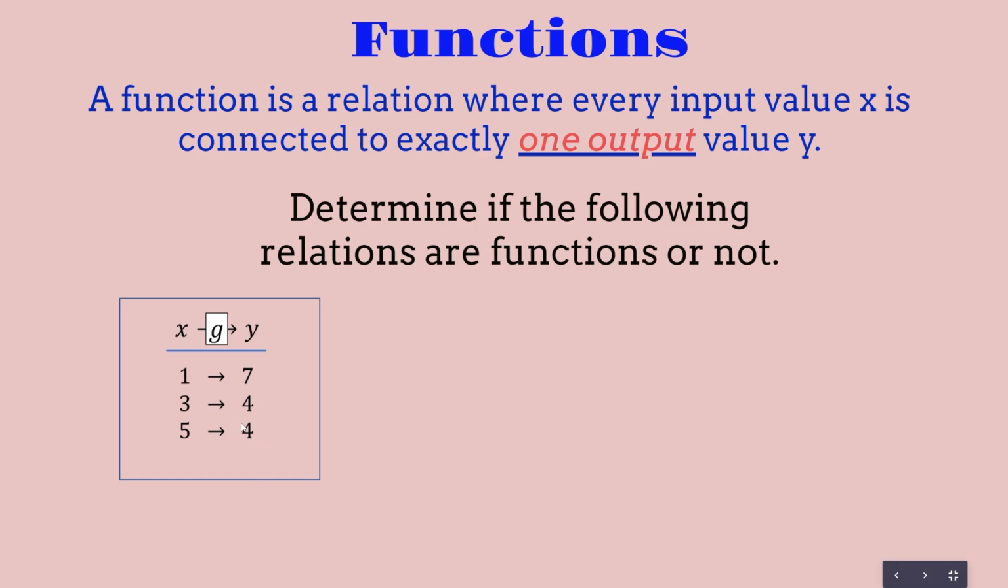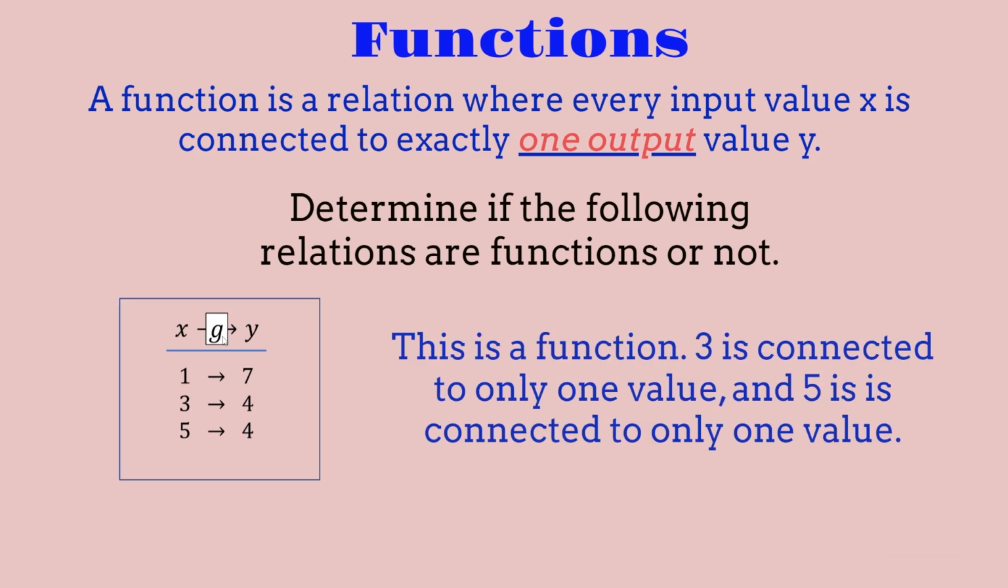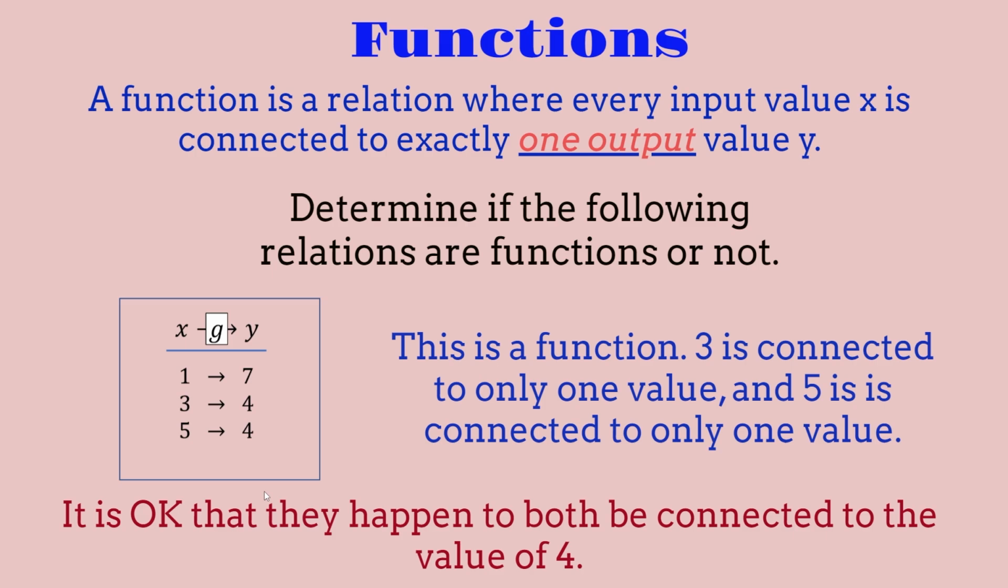For the answer, we can see that this one is also a function, because there is still only one output value y for every input value x. 1 is connected to one value, which is 7, 3 is connected to one value, which is 4, and 5 is connected to only one value, which is also 4. It's okay that both are connected to the value 4, that's completely fine, as long as each input is connected to only one value. But if one y was connected to multiple x's, wait, if one x was connected to multiple y's, then that's when it would not be okay.